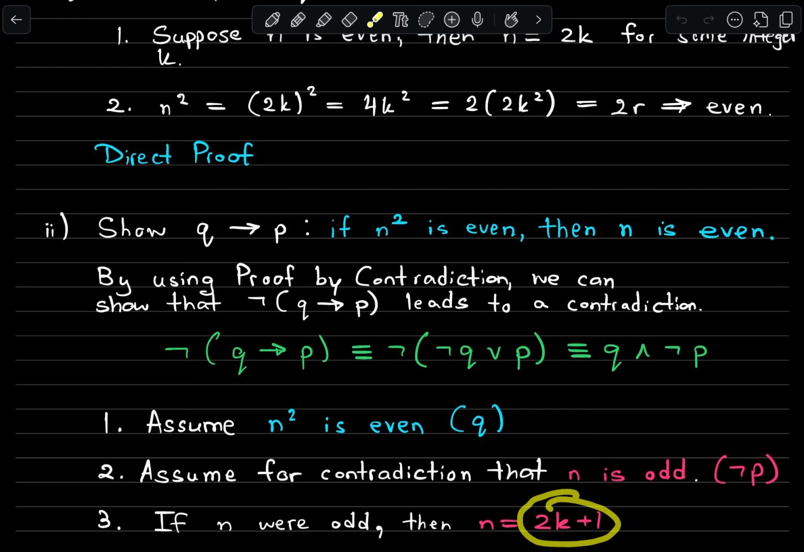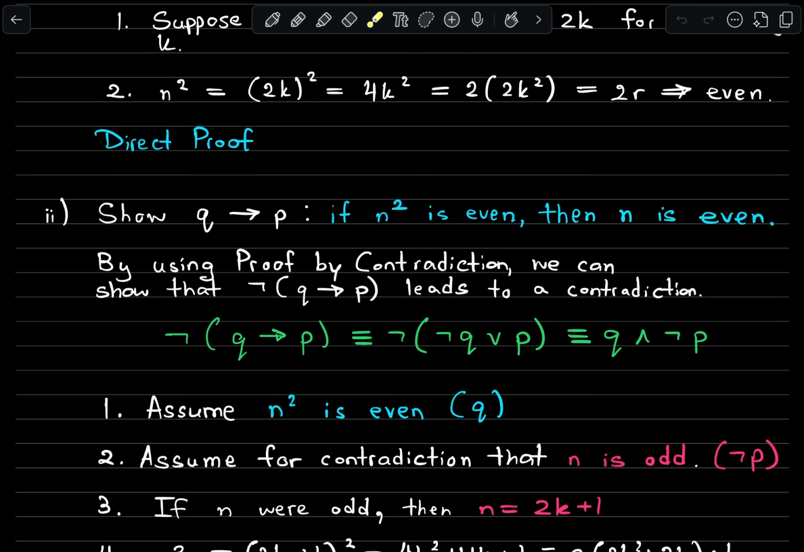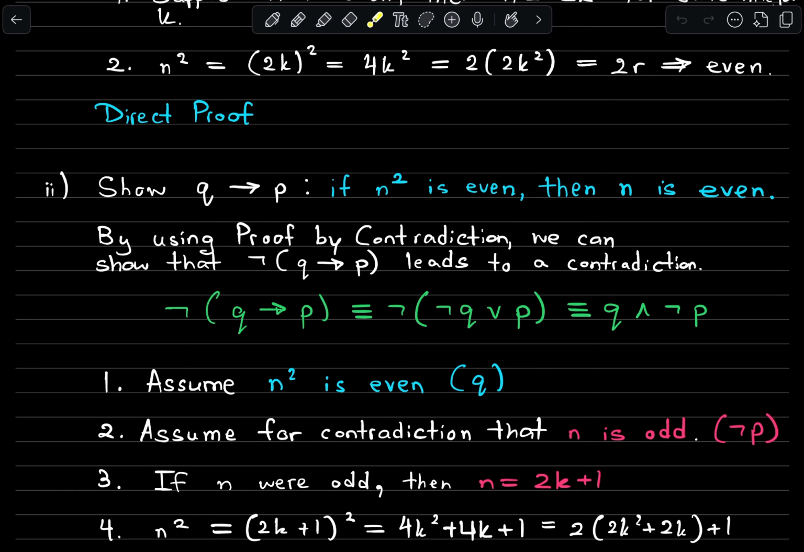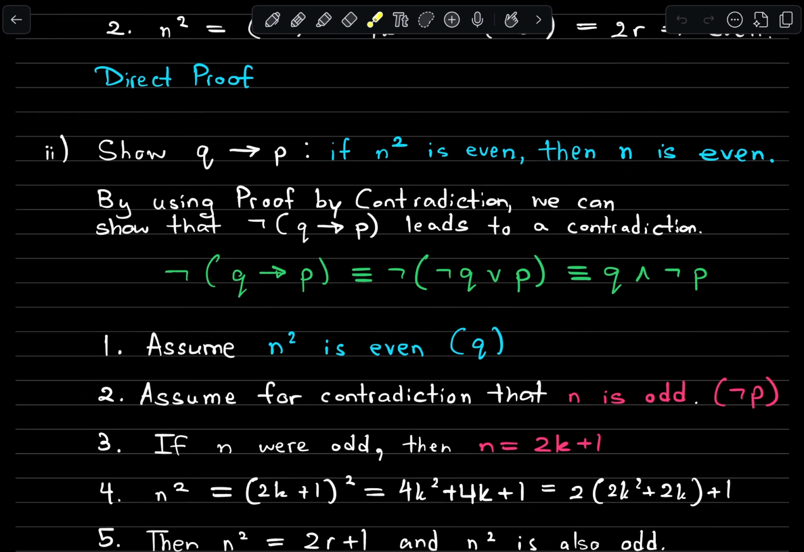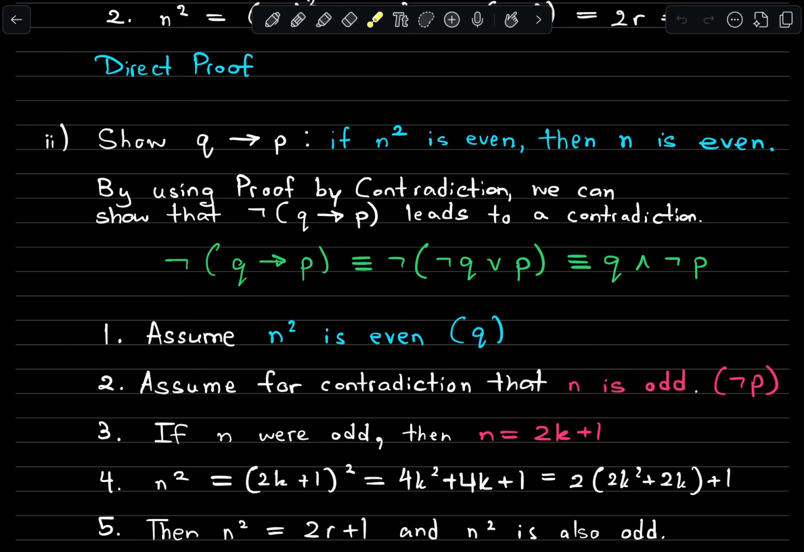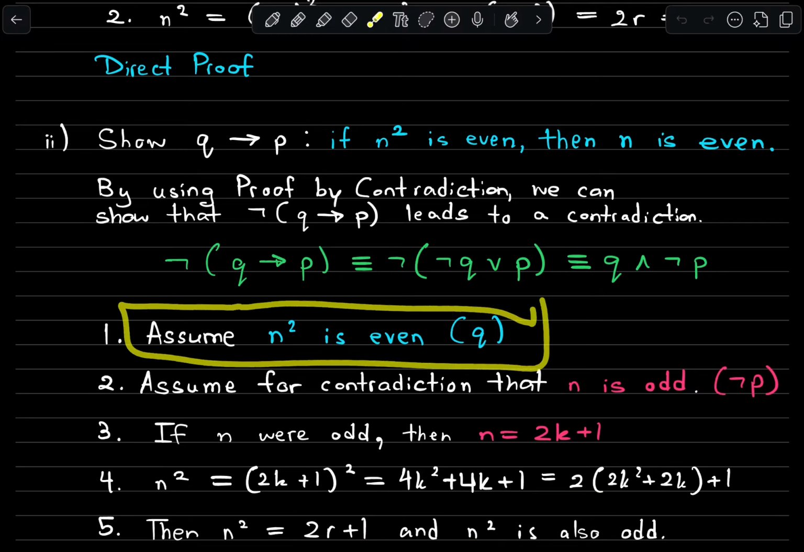Well, if n is odd, then we can represent n as 2k plus 1. And if n is equal to 2k plus 1, then n squared, we're going to square that thing. We can expand this: 4k squared plus 4k plus 1. We can factor out, just like we did in the very beginning, we can factor out 2. And this also becomes 2 times something plus 1. That something, we can just call it r. Therefore, n squared is equal to 2r plus 1. And n squared is also odd.